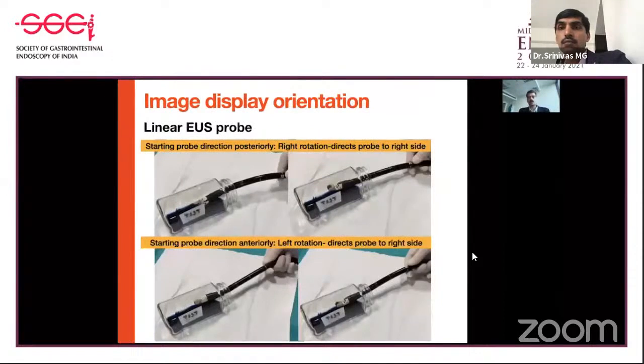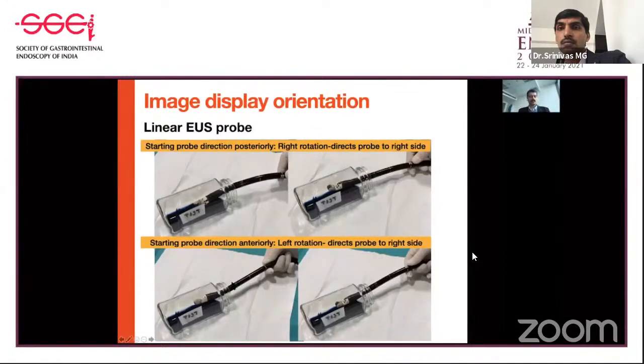How about the linear US display orientation? This is slightly more difficult to understand. I give you the analogy of a glass bottle filled with methylene blue. Now, if the probe direction is posteriorly to start with, which means that you are imaging the coccyx or the sacrum to start with, if you rotate to the right, the probe rotates to the right.